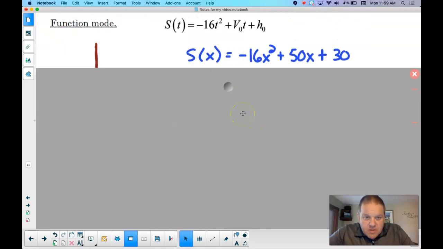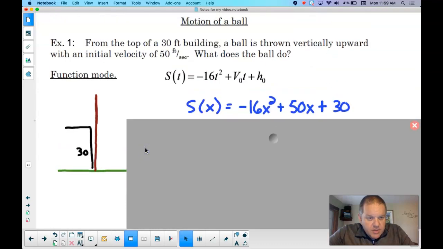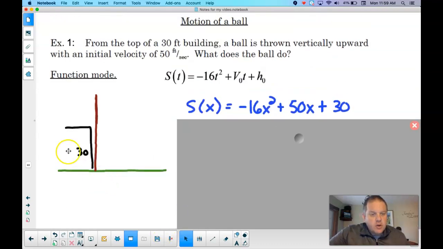So the depiction is going to look like this. Here's our 30-foot building. We're at the edge, and we throw the ball straight up. The ball is going to go up, up, up, up, up, end up stopping, then come straight back down, hopefully missing us standing right here on the edge of the building, and then it's going to hit the ground.